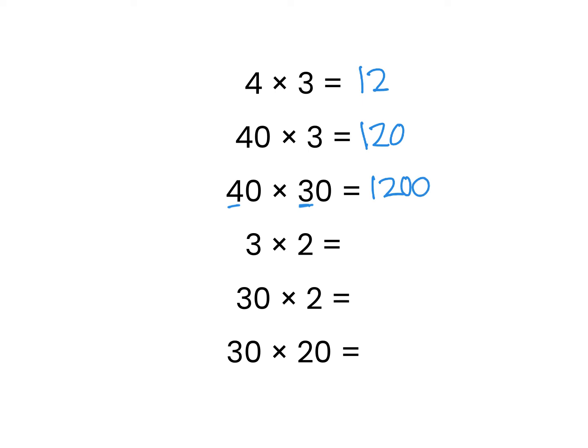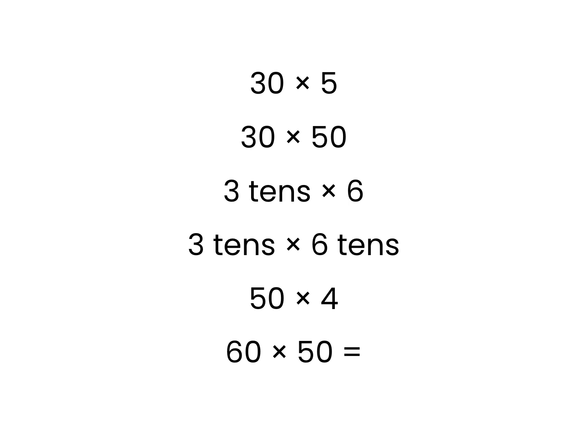3 times 2 is 6. 3 tens times 2 is 6 tens. And 3 tens times 2 tens is 6 hundreds. All righty. Next page, we're continuing the same thing. 30 times 5.